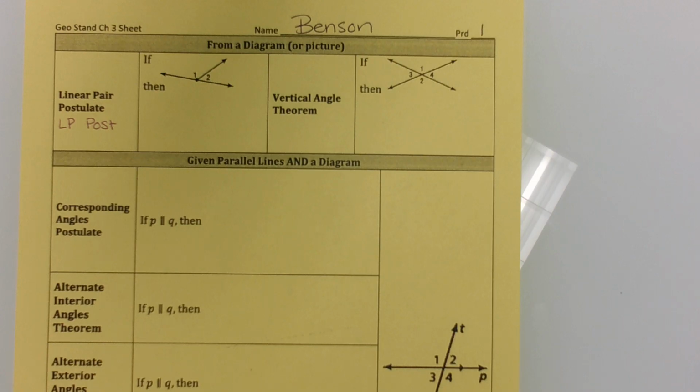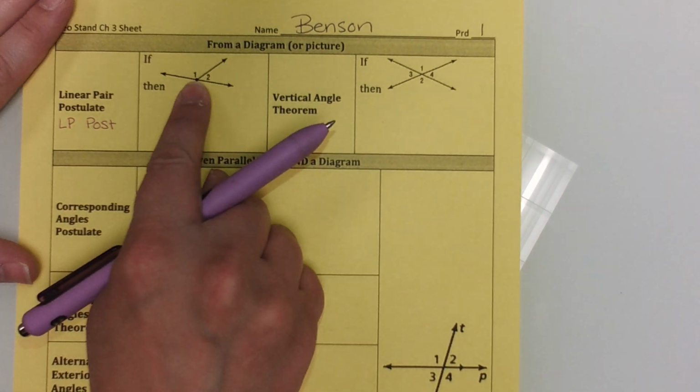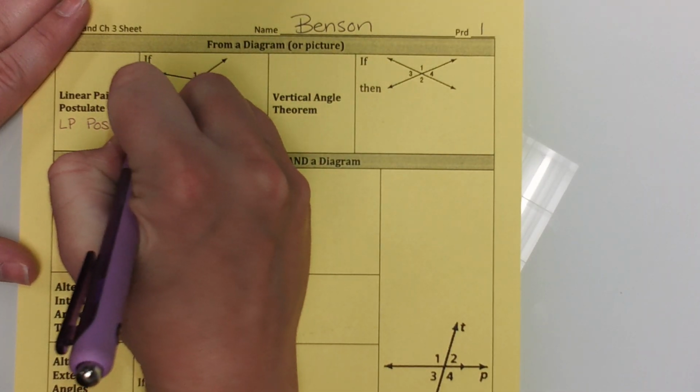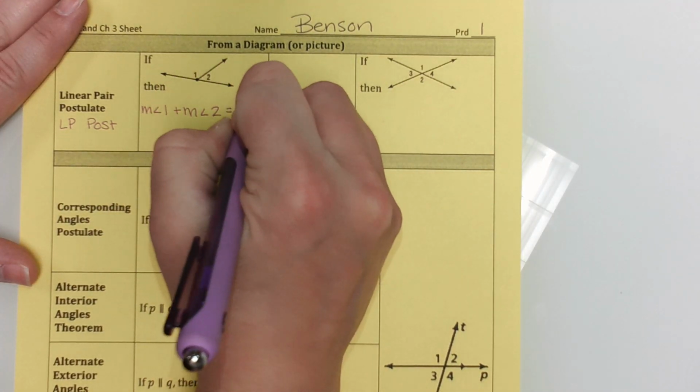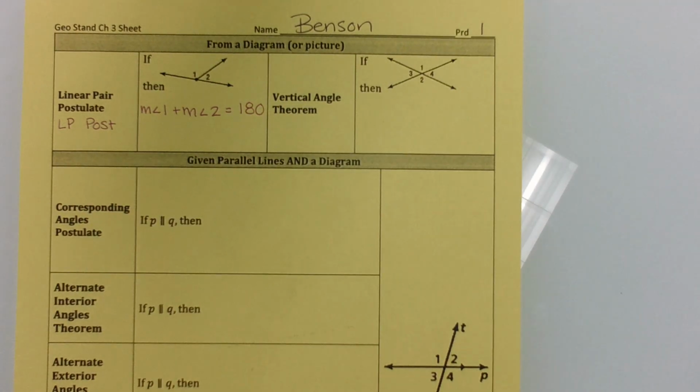What does supplementary actually mean? Does it mean they're the same? Does it mean they add up to something? Yeah. They add up to 180. Thank you, Gib. So, if I see a picture like this, then I should know that the measure of angle 1 plus the measure of angle 2 is always going to be equal to 180.